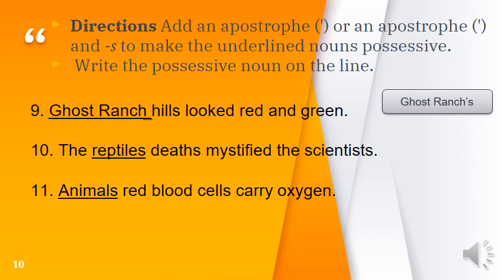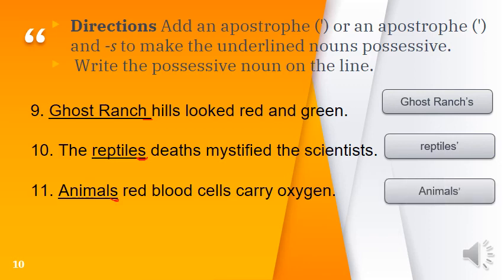Ranch here doesn't have any plural S or anything, so I add apostrophe S. Ghost Ranch's. The reptiles, I have the word reptiles, and it has a plural S. So I add apostrophe only. Reptiles'. Animals have a plural S. So what do I do? I add apostrophe only. Animals'.